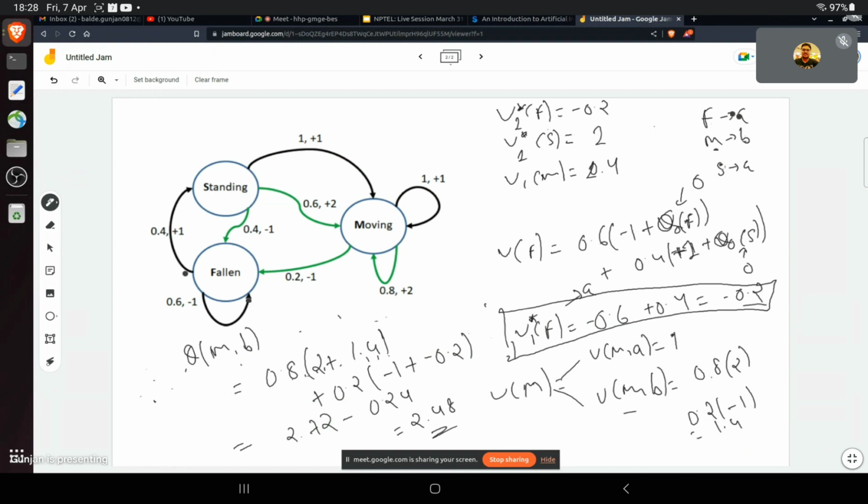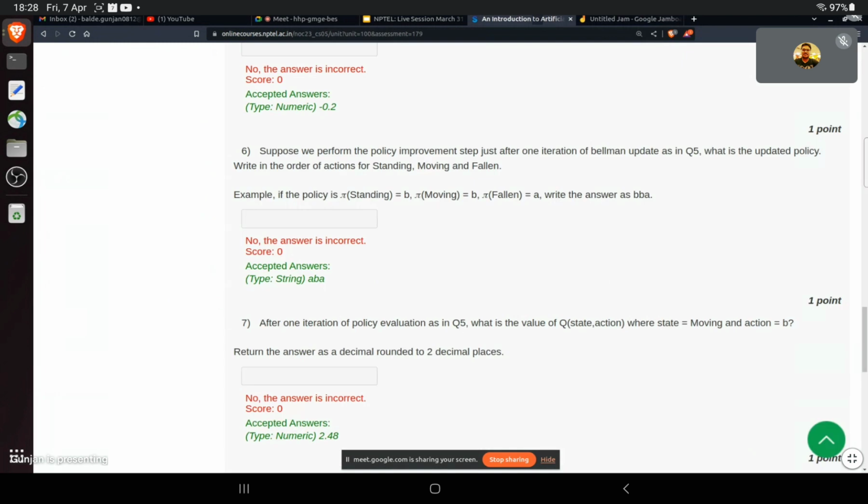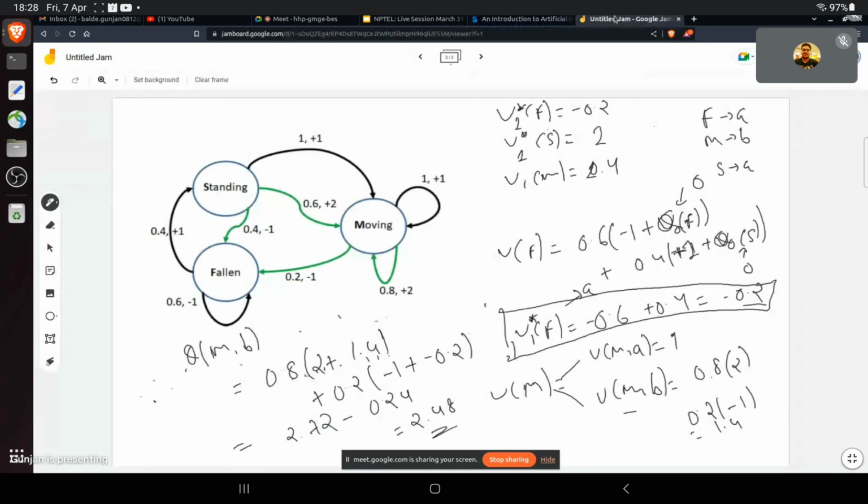There's no B option for fallen. There is no action. You can't take B action in fallen. How could you make a B action in fallen? You can't. If you are already fallen, you can't move your legs fast. So it will be taken as no action at all. That is the only action that you have, and that's why A is the only option that you have.